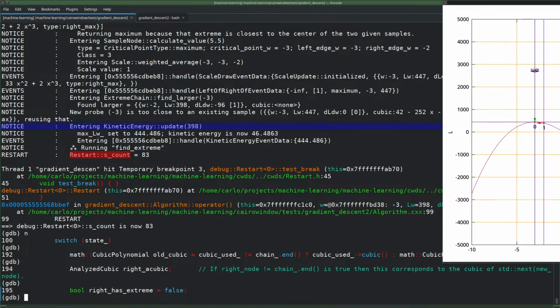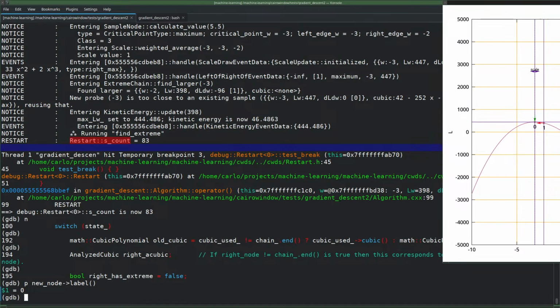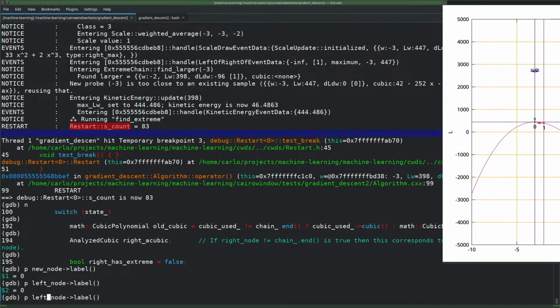So this is after jumping back, I think, to the top of the loop, with the new node pointing to 0. Yep. And now, do I have a left node? Apparently.